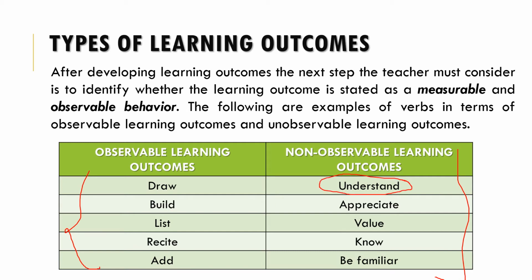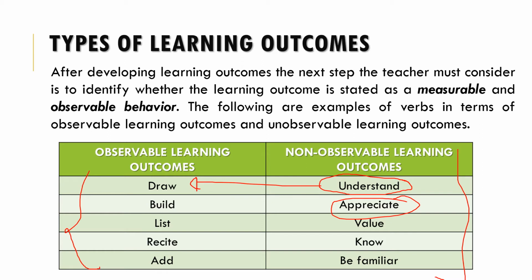To understand the concept of photosynthesis. Now, paano ba natin malalaman kung naka-understand ba yung estudyante or wala? Okay. So that is why we have to use an observable learning outcome to draw. Okay. Or to discuss, perhaps you can do that. Okay. Next is the term appreciate. No? To appreciate the beauty of nature. Okay.